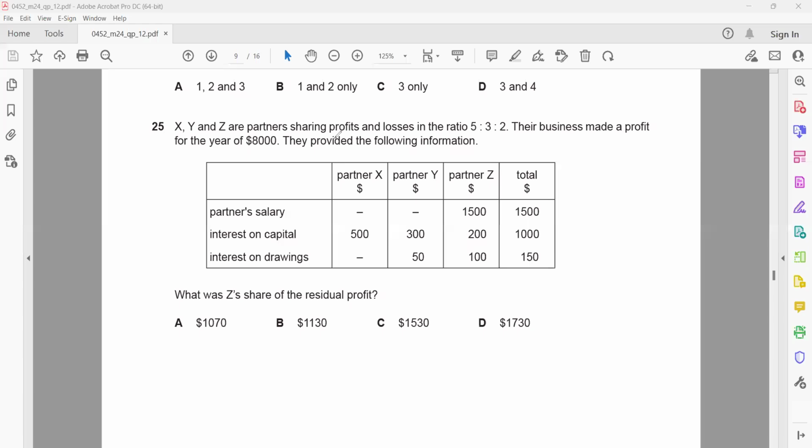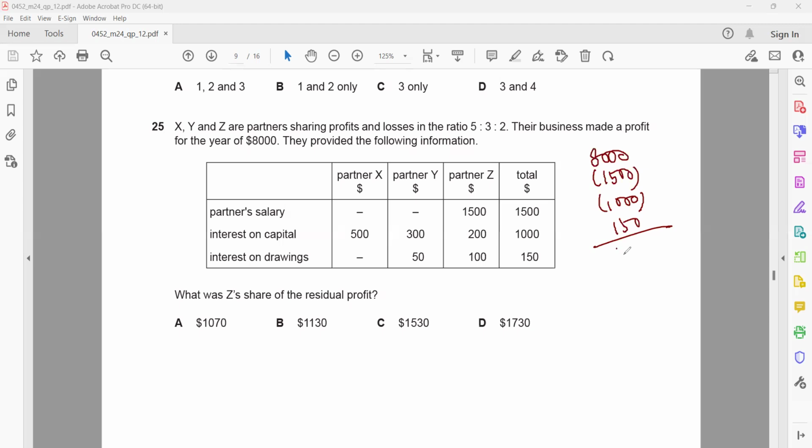X, Y, Z are partners sharing profits and losses in the ratio 5:3:2. Their business made a profit for the year of 8,000. They provide the following: partner salary, interest on capital, interest on drawings. What was the share of the residual profit? So we take the profit for the year, 8,000. Partner salary has to be minus. Interest on capital also has to be minus. Interest on drawings has to be plus. So the net amount will be 8,000 minus 2,005 plus.